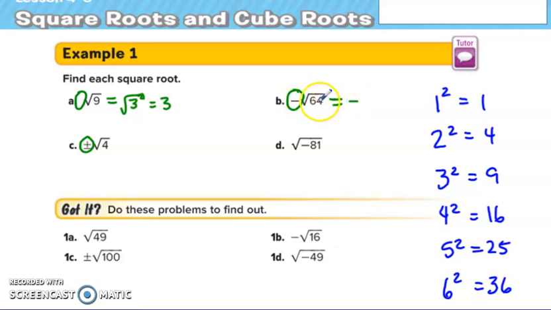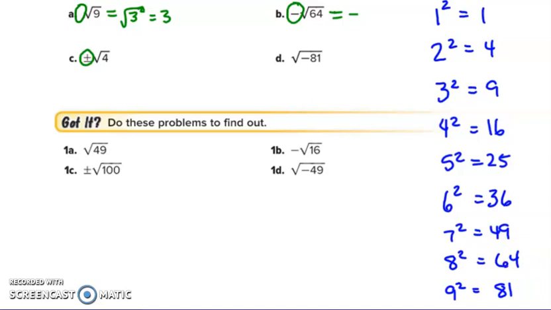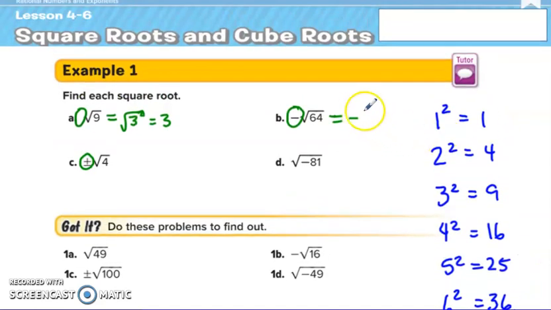So what's the square root of 64? Well, what number times itself equals 64? Here we go. It's 8. Okay, so it'll just be a negative 8. Okay, and this one has a plus or minus in front of it. And what number times itself equals 4? 2. There we go.